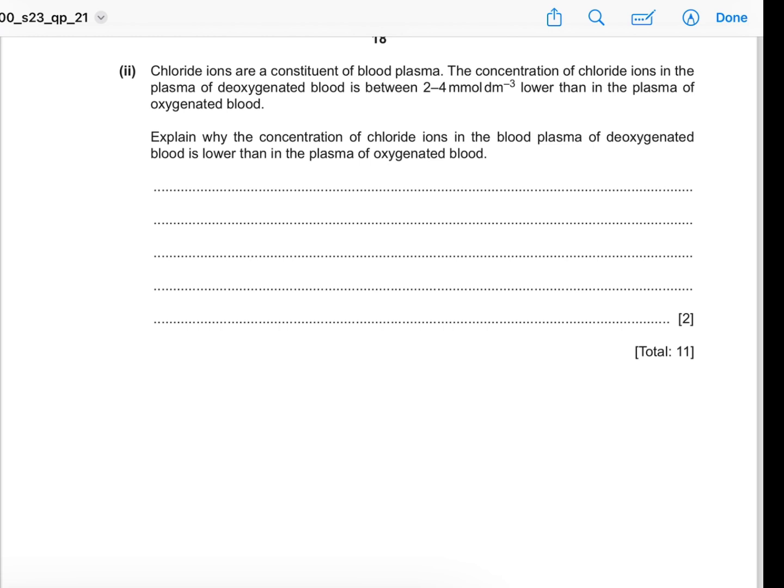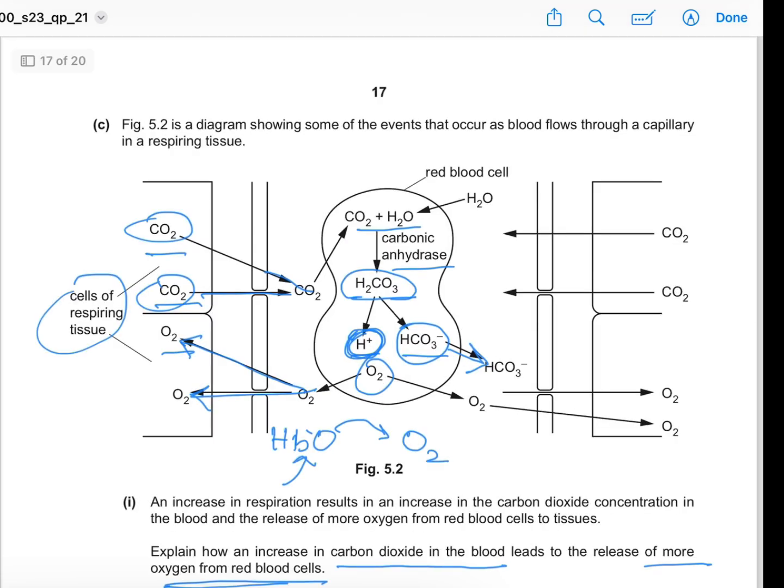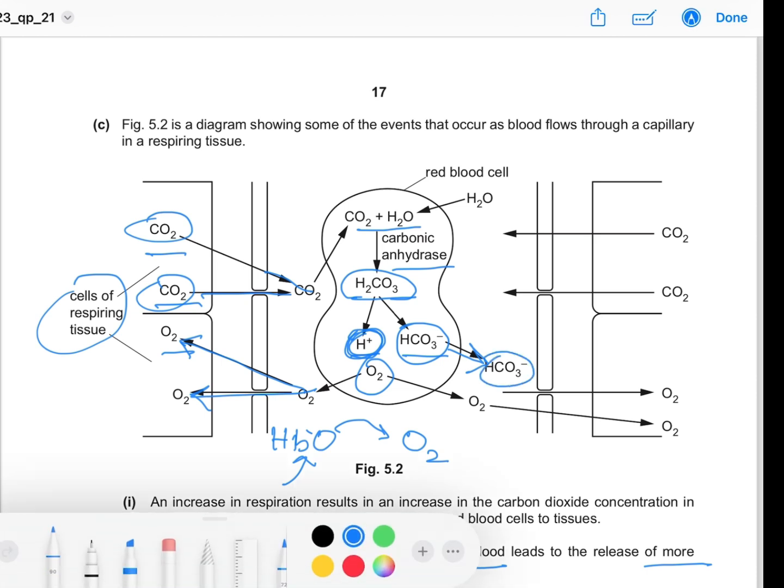This occurs when bicarbonate ions, which you can see over here, move out of red blood cells. This entire process, their diffusion out of red blood cells, and as a result of this, chloride ions will move into the red blood cells to prevent electrical imbalance.